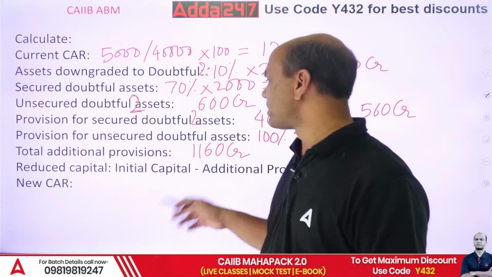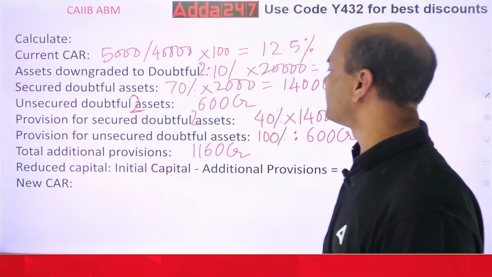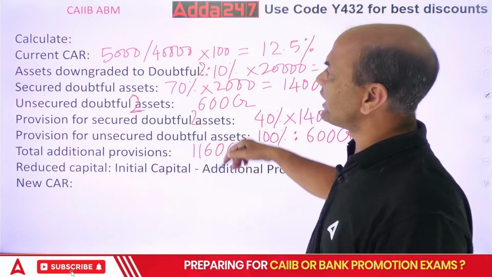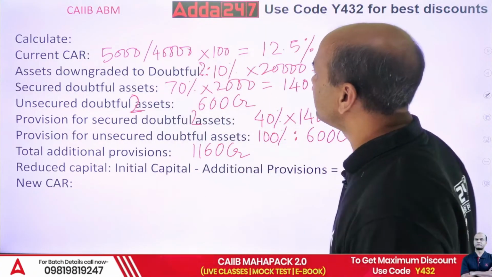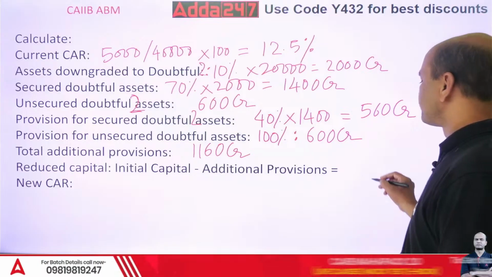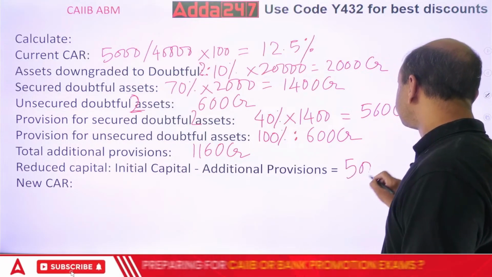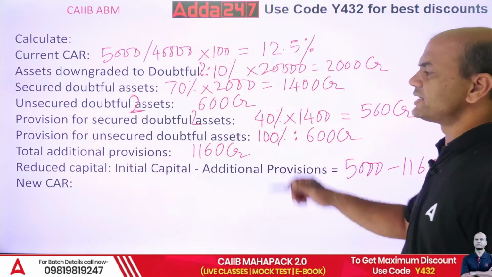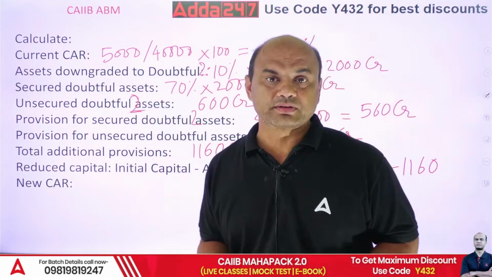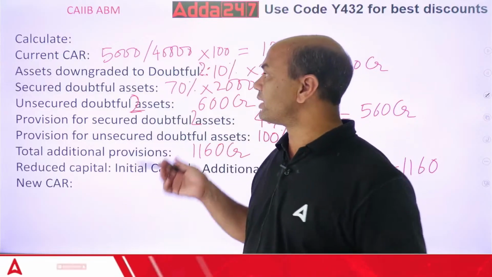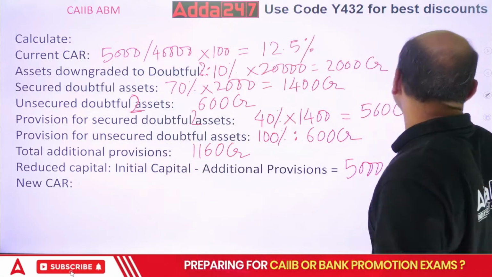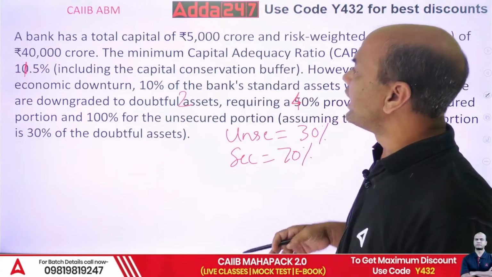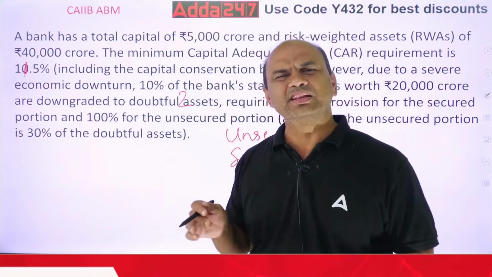Okay? Reduced capital. What is the reduced capital? Now this is the provision made. Whatever is the provision, I'll have to subtract it from the capital. What was the capital? I think so 5,000. So 5,000 minus 1160. Right? This additional provision, from where will I make the provision? This provision comes from my capital or my net profit, right? Is there anything given about the net profit? Nothing. Either the provision comes from the net, capital means net profit only.